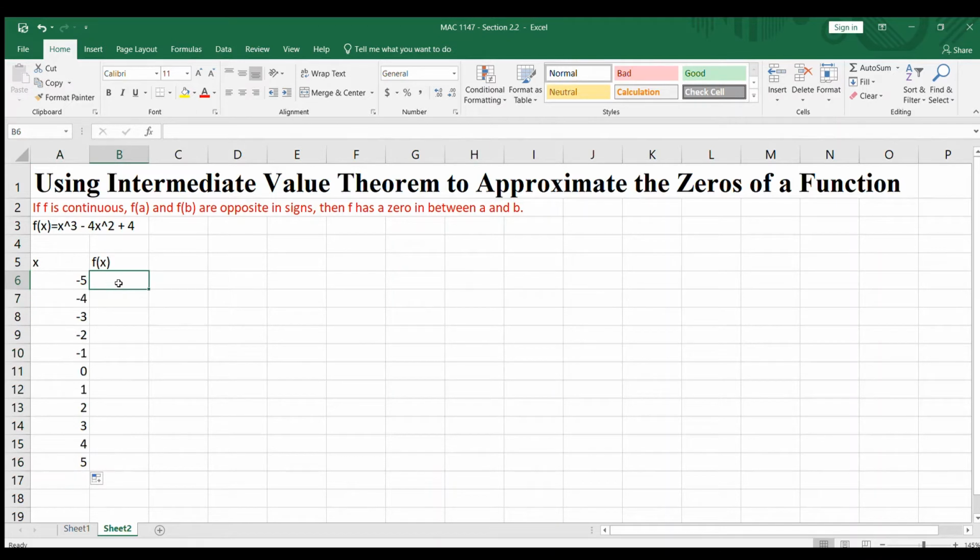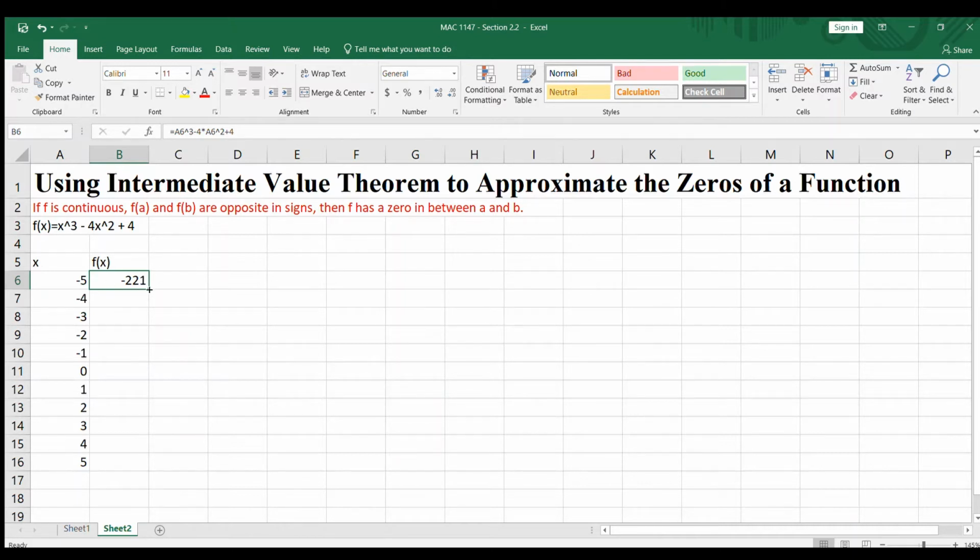Now, on the second column, you type equal, and then you click the cell next to it, then a hat, and then cube, and then minus 4 times. You click on the cell here again, and then a hat, squared, and then plus 4. Basically, you are typing this function into the second column so that it is going to compute the value of the function when x is -5. After you finish typing the formula here, you hit enter. So this is the value of f of x when x is -5.